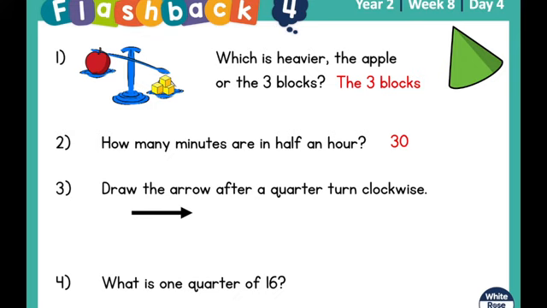Question 3. Draw the arrow after a quarter turn clockwise. So that means in the same direction as the hands travel around the clock. And this is what the arrow would look like. You can imagine that this is a clock hand and that it's turning around a quarter of the way around the circle.